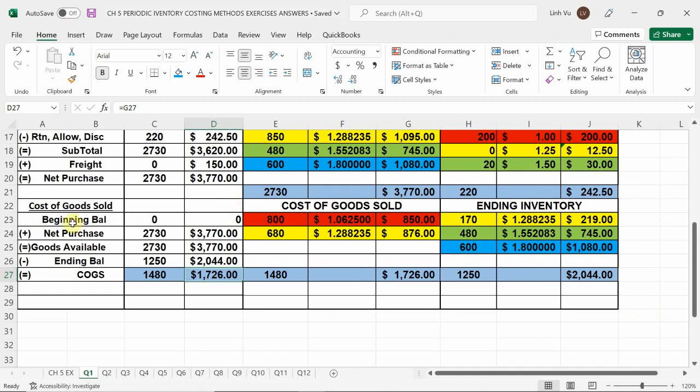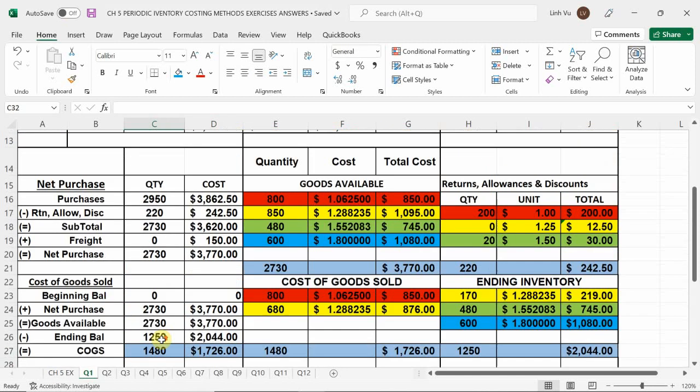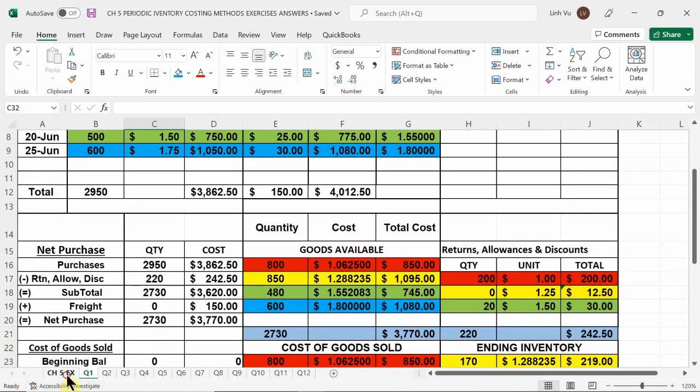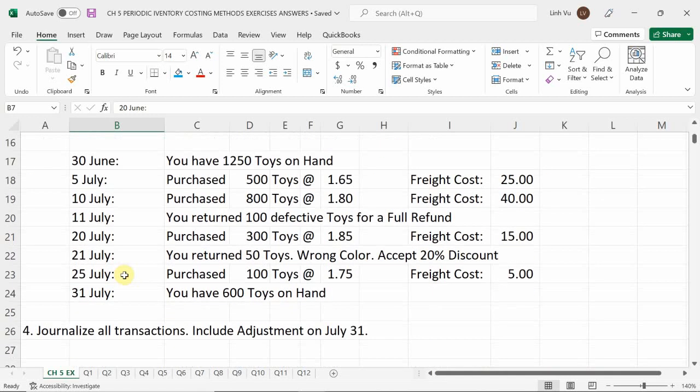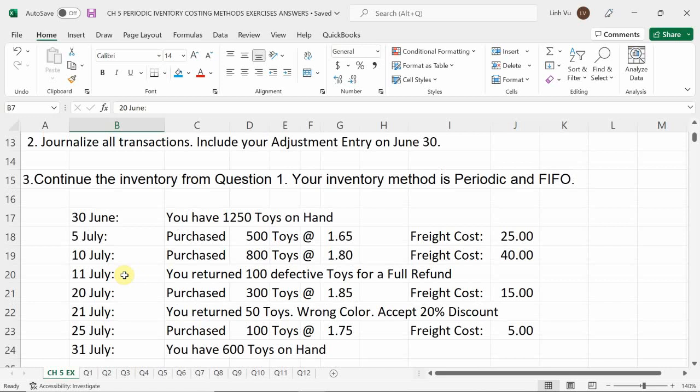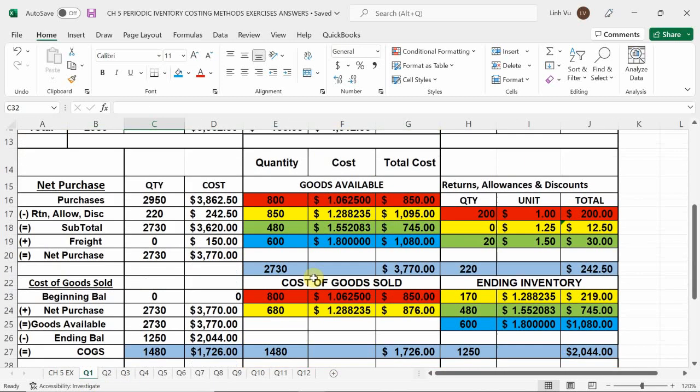In this case, now that we're returning back to the problem, let's see what happened to scenario or question number 3 here. It says to continue your inventory from question number 1, and your inventory method is still periodic and it's FIFO. So here's what we know. On June 30th, you should have had a total of 1250 toys on hand. And we do know that because we did solve for our ending inventory.